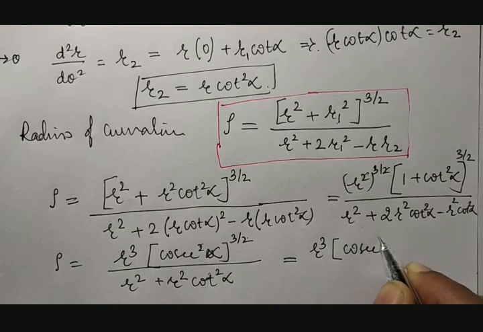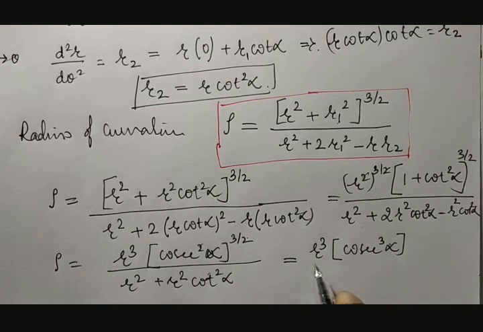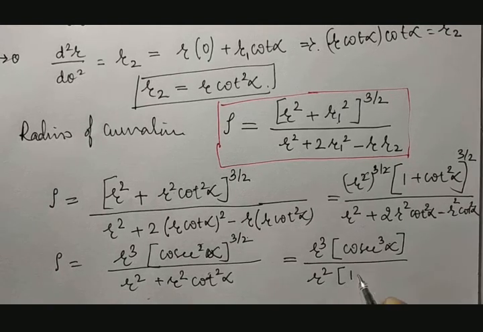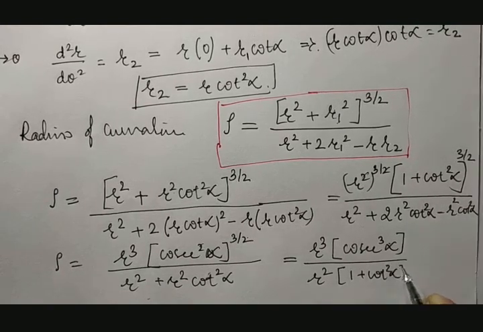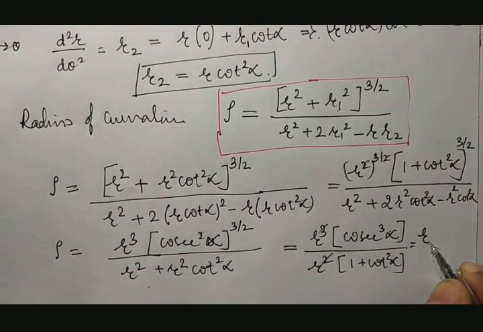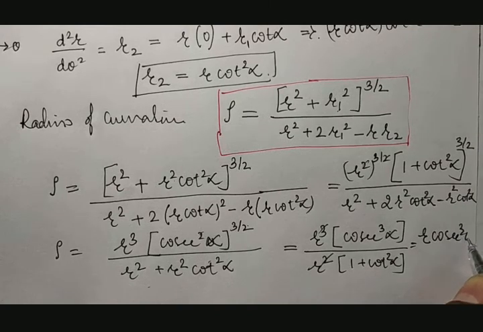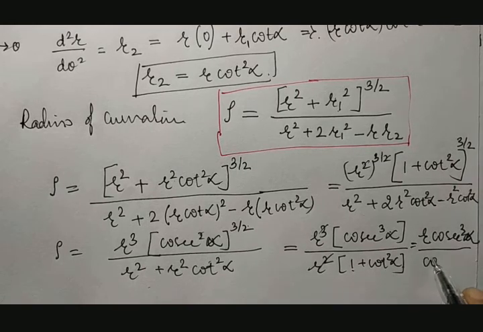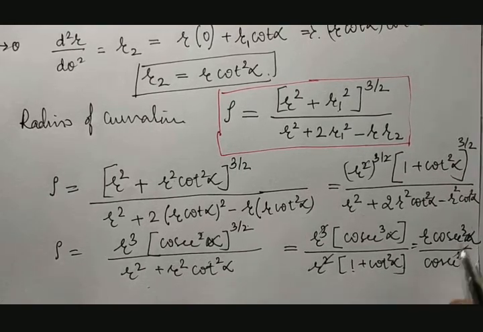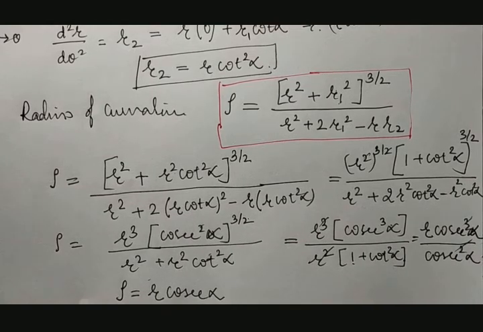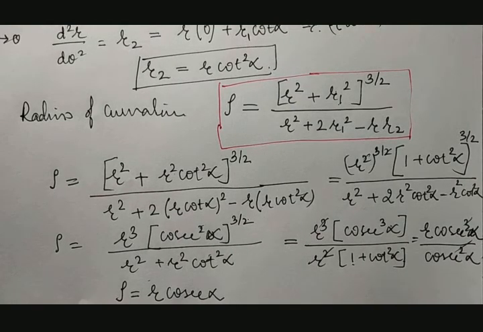Which is equal to r cube into, this square gets cancelled, so it is cosec cube alpha divided by, I'll be taking r square common from these two, then inside the bracket it is 1 plus cot square alpha. Therefore it gets cancelled. Then what remains? r into cosec cube alpha divided by, what is 1 plus cot square? Again cosec square alpha. Again it gets cancelled. Then what remains? Rho is equal to r into cosec alpha. Fine. r into cosec alpha.